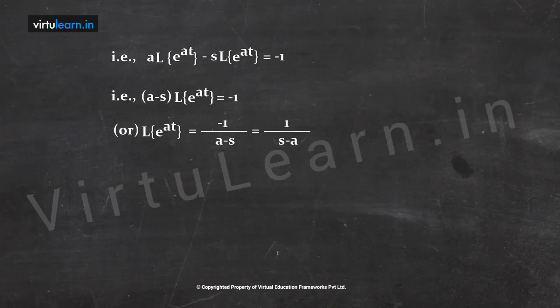So finally what I got is: Laplace transform of e power at is 1 by s minus a. You know that formula, Laplace transform of e power at is 1 by s minus a. But using this concept, I am deriving that Laplace transform of e power at is 1 by s minus a. This formula we use only in rare cases, but you understand the concept. Then while solving problems, how to apply this concept?